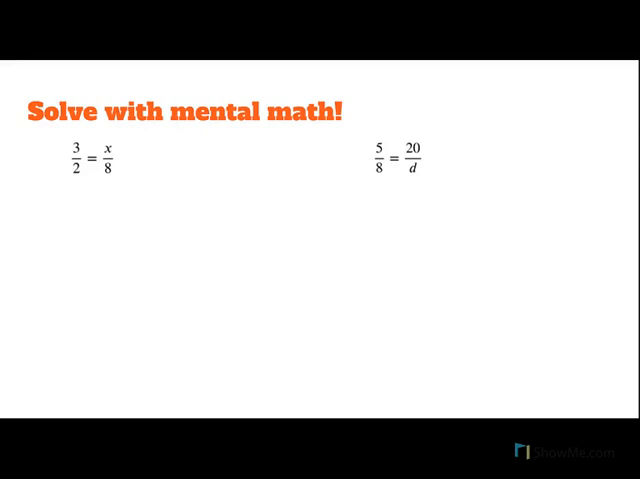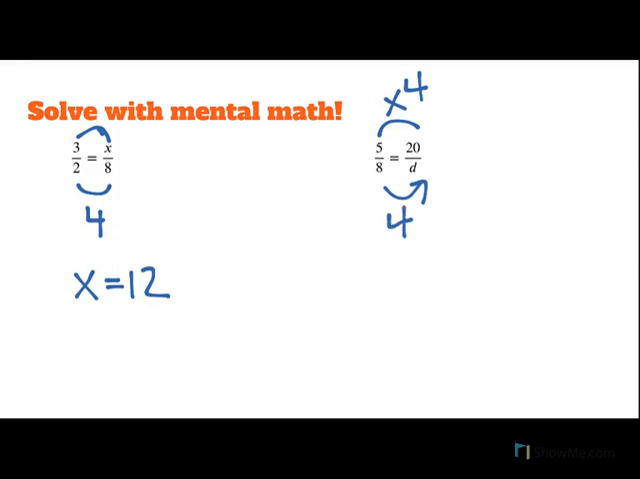Well, sometimes we looked at these, and if they were easier fractions, they were easy to do with mental math. Meaning, if I went from here to here, 2 times what gives me 8? Well, we all know 2 times 4 is 8. So if I multiply by 4 to get that, I could do that up here as well. And 3 times 4 would give me 12. So that value of x would be 12. Similarly here, 5 times 4 gives me 20. So then to figure out what d is, I would take 8 times 4, and 8 times 4 is 32. So my value for d would be 32.